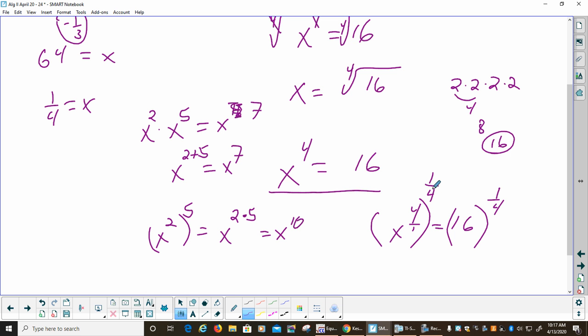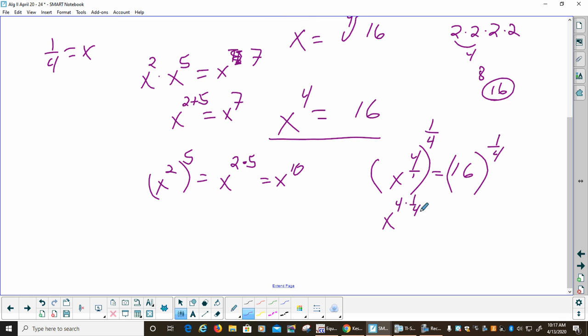When you have an exponent on an exponent, you multiply your exponents. X to the 4 times a quarter. Well, you guys know reciprocals, when you multiply them, give you 1. So I get x to the first, which is what I had here. X to the first equals 16 to the 1 quarter.